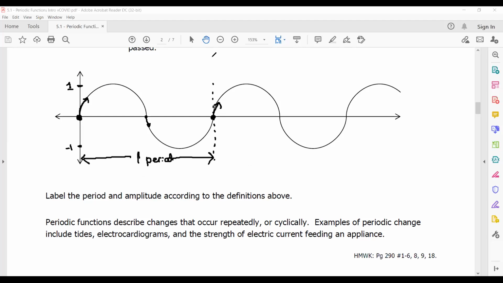Another way you can look at it is forget the midline. You can maybe go from the maximum point and check the next maximum point. You can say this is also one period. It doesn't matter where you start, as long as you complete one cycle, that is going to be my one period.